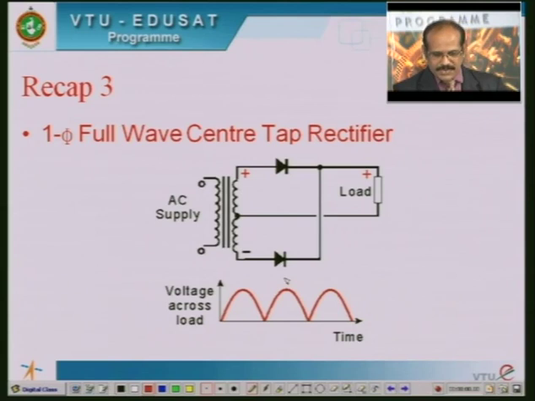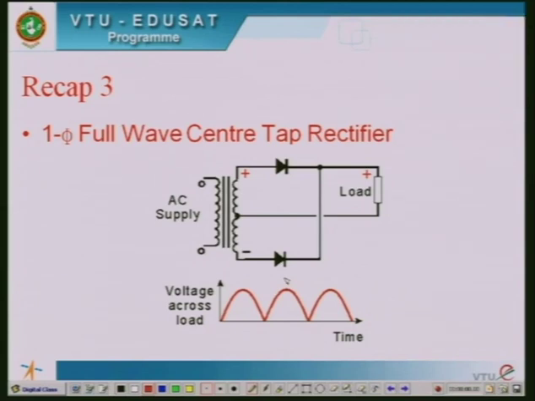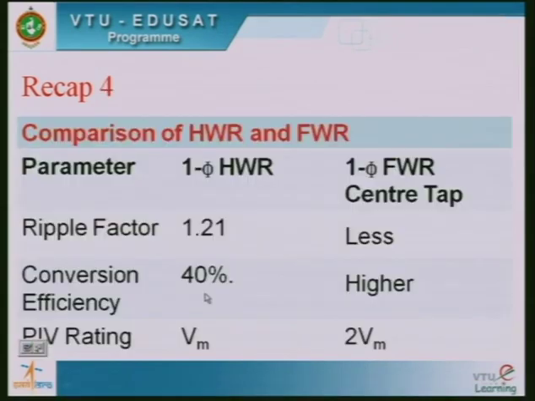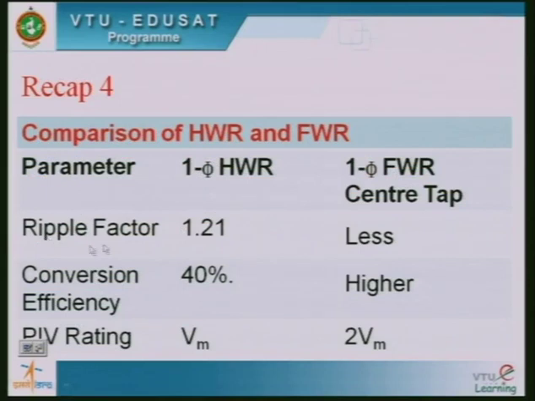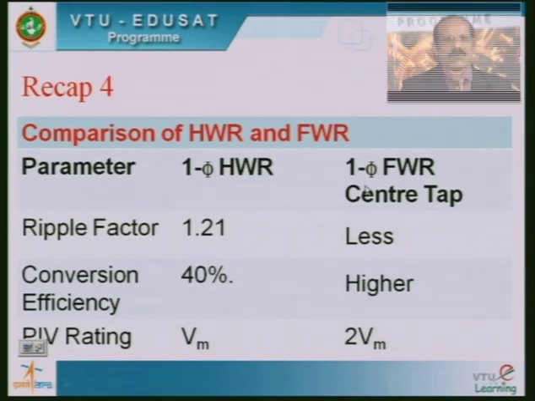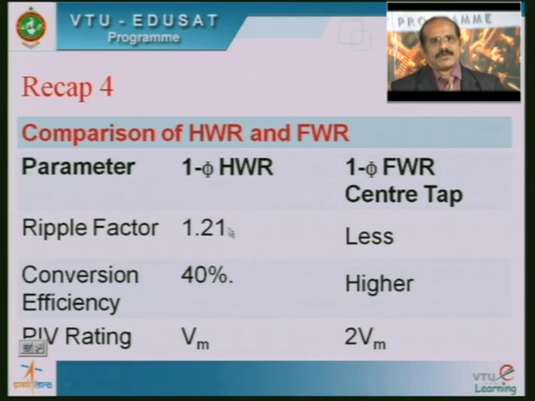So now friends, we have also seen the comparison of the half wave rectifier and full wave rectifier, and we compared a few important parameters: ripple factor, conversion efficiency and PIV rating. In the case of the half wave rectifier, the ripple factor is more compared to the full wave rectifier, whereas the full wave rectifier using center tap configuration has a ripple factor of 0.48.